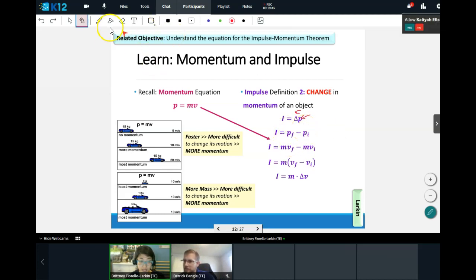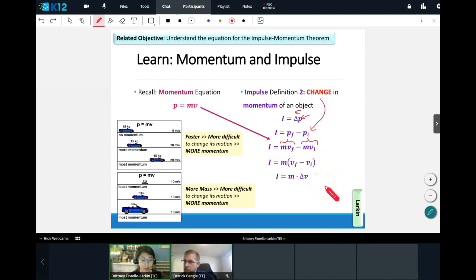All right, so based on this definition, I can make this equation. Cool. Now again, we know the equation for momentum. We know that momentum is mass times velocity, right? So I can take the mass times the final velocity minus the mass times the initial velocity.